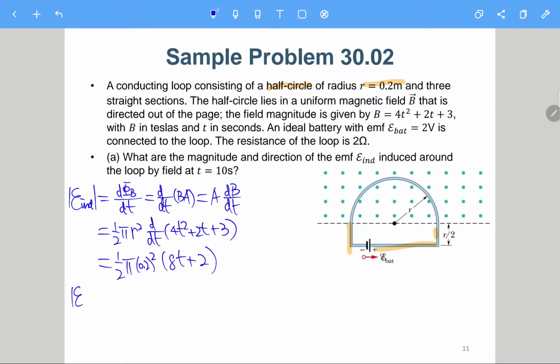So now if we just evaluate this at t equals 10 seconds, it is like 1/2 pi 0.2 squared, and then 8 times 10 plus 2. So this is 5.2 volt. So this is the magnitude, and actually we need to determine the direction.